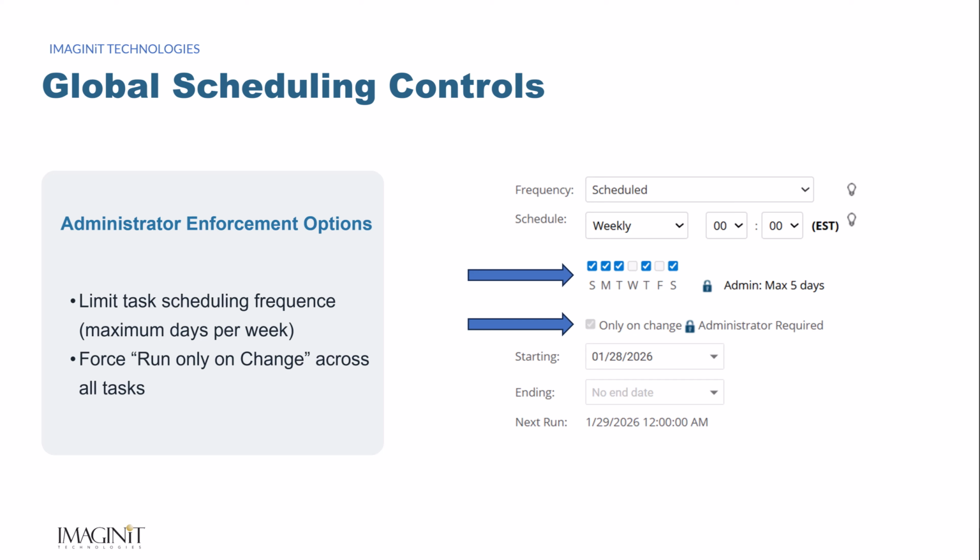Second, force run only on change globally. Tasks only execute when models actually change, eliminating wasted processing. The result? Better resource allocation, reduced server load, and the organizational control larger firms have been requesting.